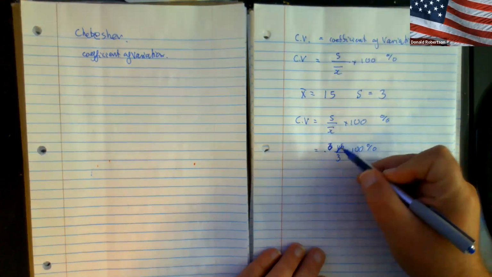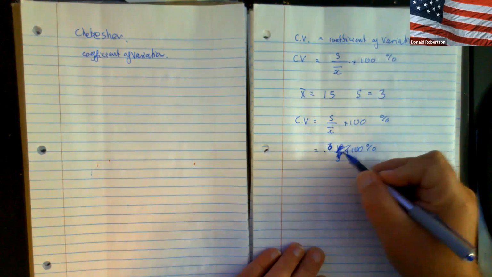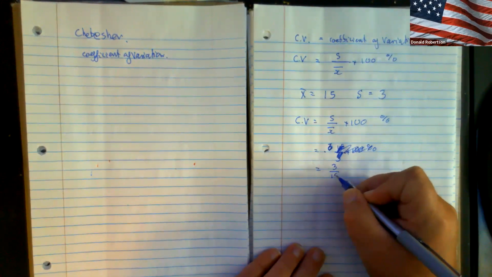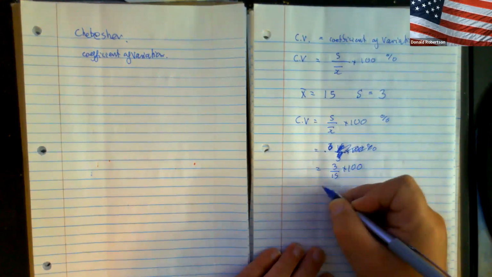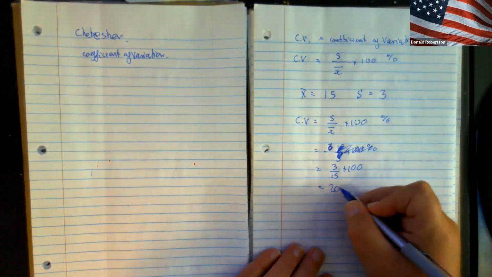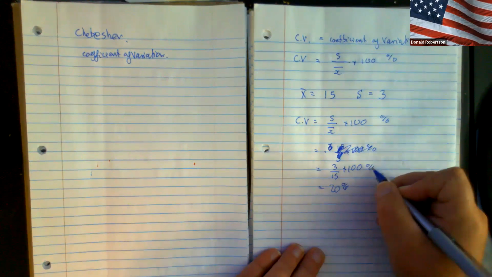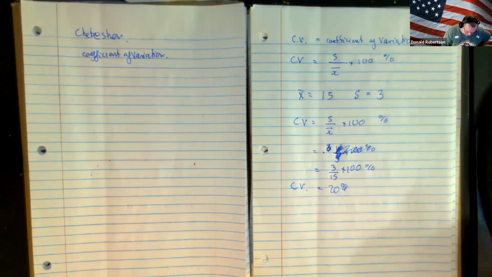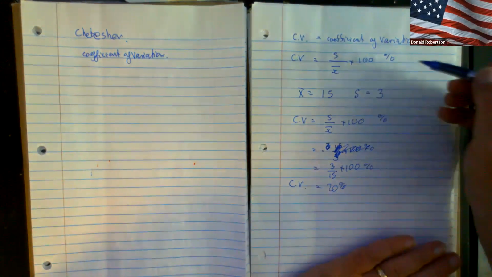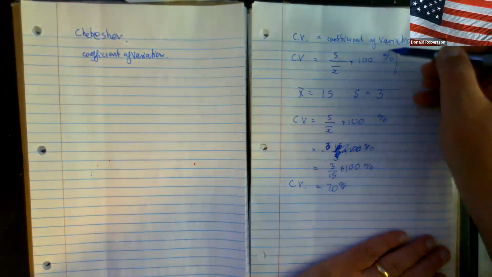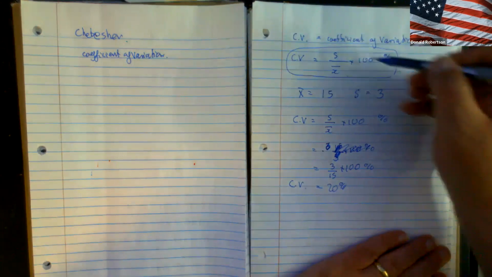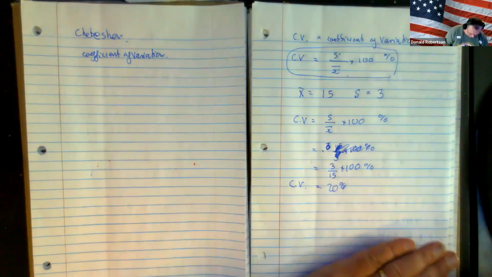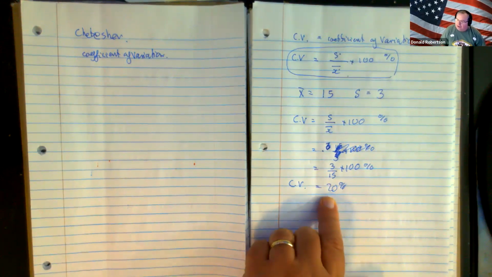Let's get this right way around. Sorry about that. It's 3 divided by 15 times 100, which is, well, 20%. That makes much more sense. Right, so anytime you're asked for the coefficient of variation, you basically want to use that formula, plug in the standard deviation, divide it by the mean, and times 100. So it's a bit like a plug and chug question.